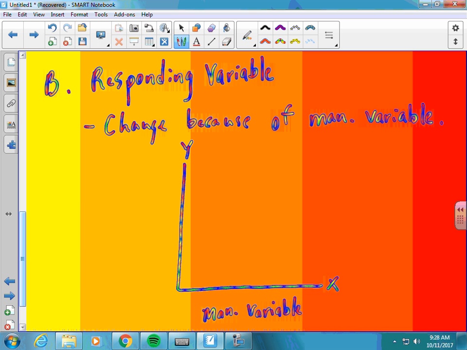Line graphs are used more to show trends or patterns in data. If I was just comparing two things or more, any idea what kind of graph I should use? We would do a bar graph. Yes, bar graph. But we're going to be doing line graphs, looking for trends or patterns in data. So if the manipulated variable goes on the x-axis, we're going to be putting the responding variable on the y. All right?